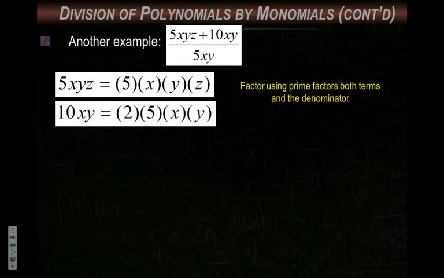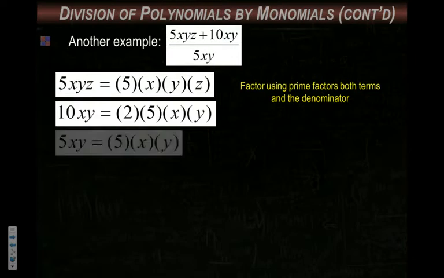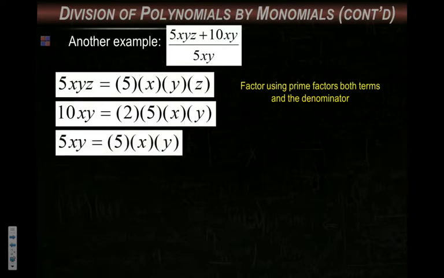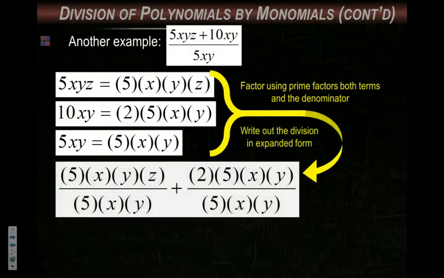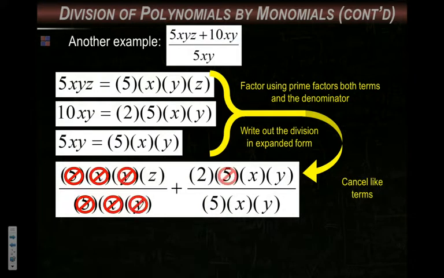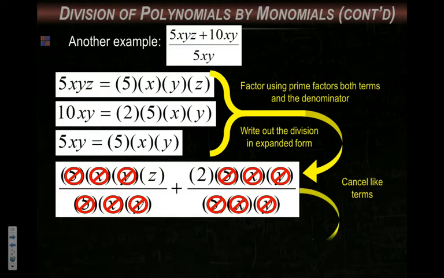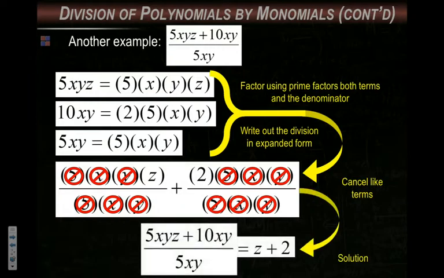2 times 5 times x times y. What are the prime factors of 5xy? 5. Yeah, it's a prime number already. So now I'm just going to rewrite this, but in its expanded form. Here it is. And now I just play the cross-out game. 5 crosses out, x crosses out, y crosses out, this crosses out, this crosses out. What am I left with? Z plus 2. I'm done. Okay? So this idea of prime factors can be a solution method as well.